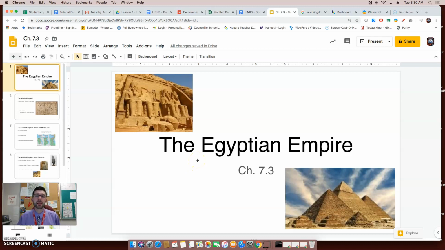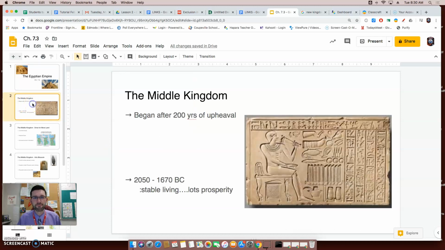More specifically, we are going to talk about the Middle Kingdom and the New Kingdom. Let's begin, shall we? The Middle Kingdom began after 200, give or take, years of upheaval within the Egyptian Empire. One of the things I read talked about how instead of having one big main ruler or central ruler who controlled all of Egypt, there was a bunch of small rulers who ruled from various locations throughout the Egyptian Empire.